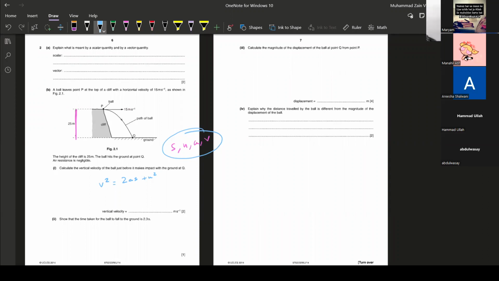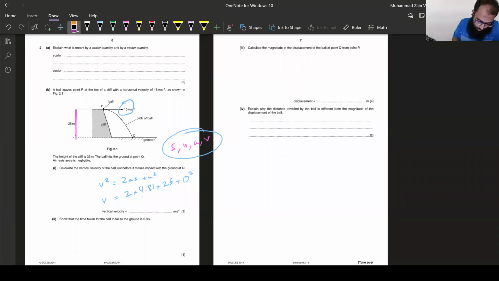I need to find v square equals 2 times 9.81 times the displacement, which is 25, plus u square. U is 0. It does have a velocity which is 15 meters per second, but that's the horizontal velocity, and we're now referring to the vertical velocity because all those other values are vertical values. So now we write u square, which is 0 square. So maybe remove this sign and write an under root here. So this will give me the final velocity before it makes impact with the ground.